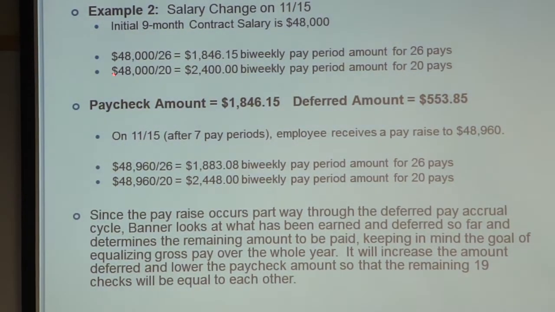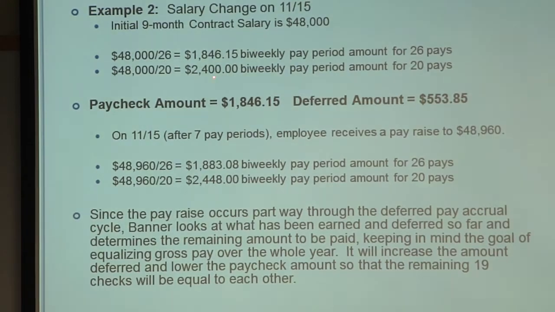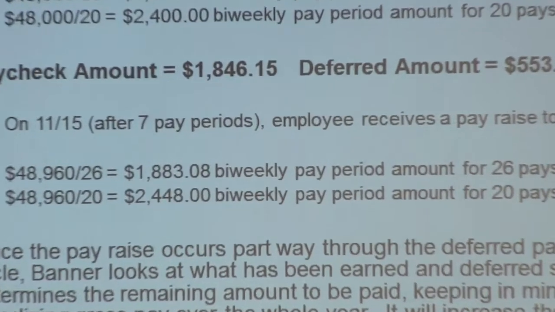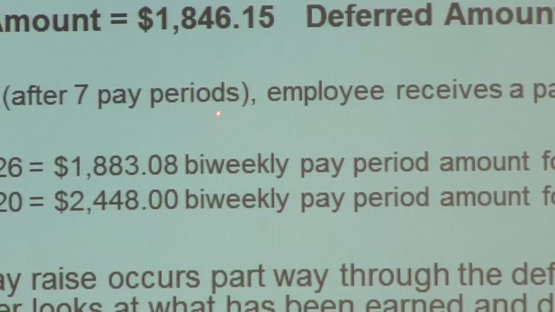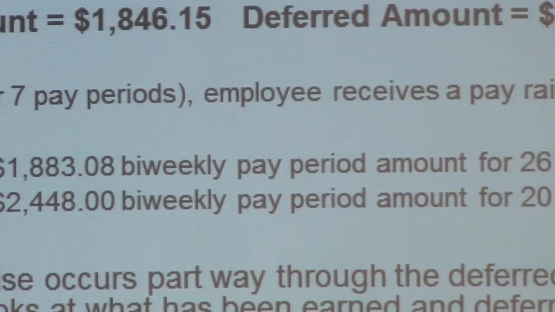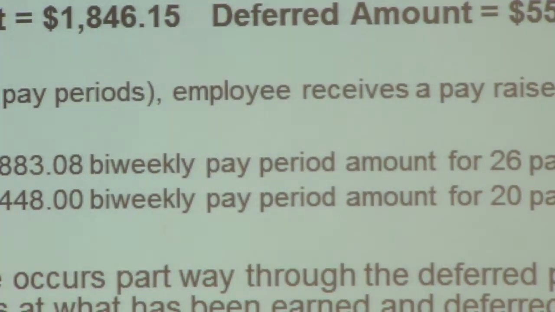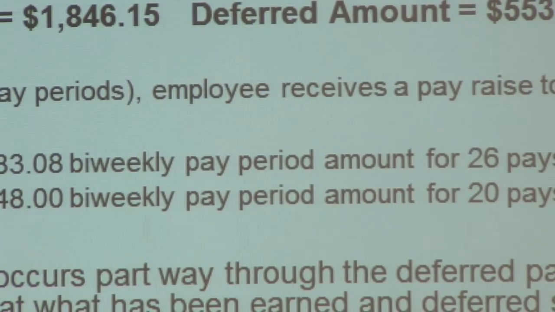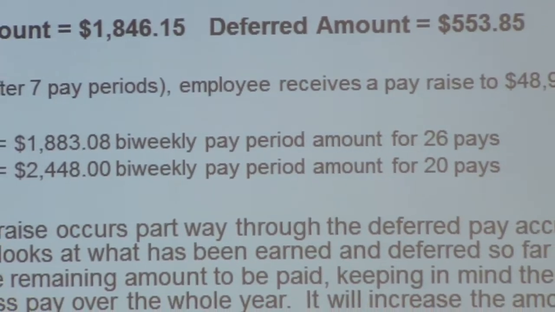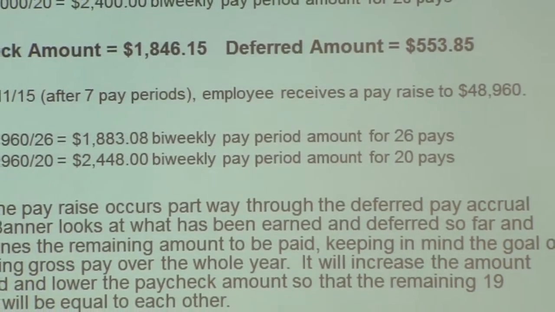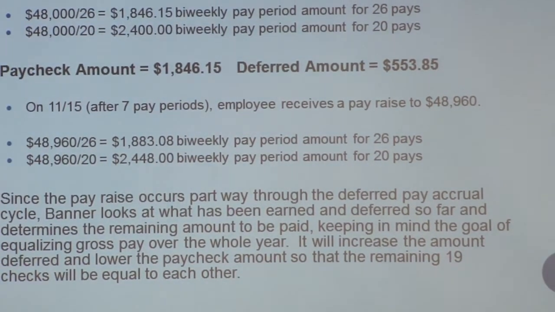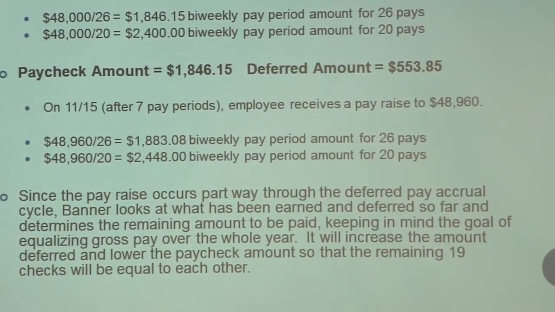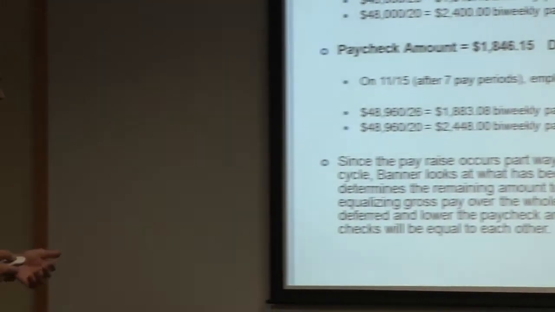So this is the same scenario we had on the previous screen, and you assume that after 7 pay periods that you got a raise to $48,960. So it goes through a similar calculation to try to figure out how do I recalculate the pay so that the gross pay going forward is going to be equalized. Obviously, you got a slight pay increase, so that amount is going to increase some.